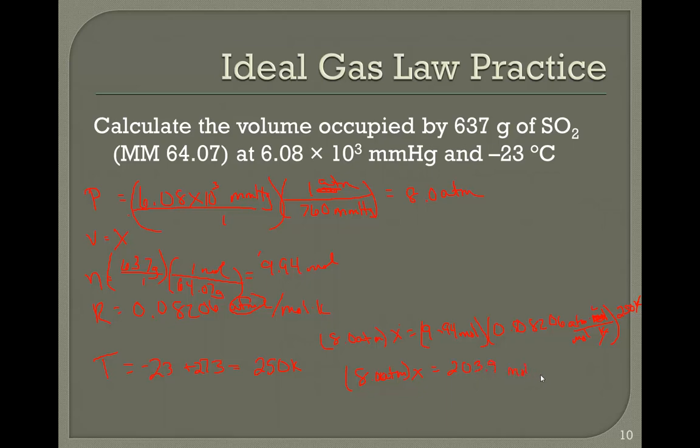I'll show you that in a minute. Liters over moles. The moles cancel, so we want to solve for x. Divide both sides by 8.0 atm. The atms cancel now, and that equals 25.5, and we're left over with only the unit of liters. And that explains how to do the ideal gas law.